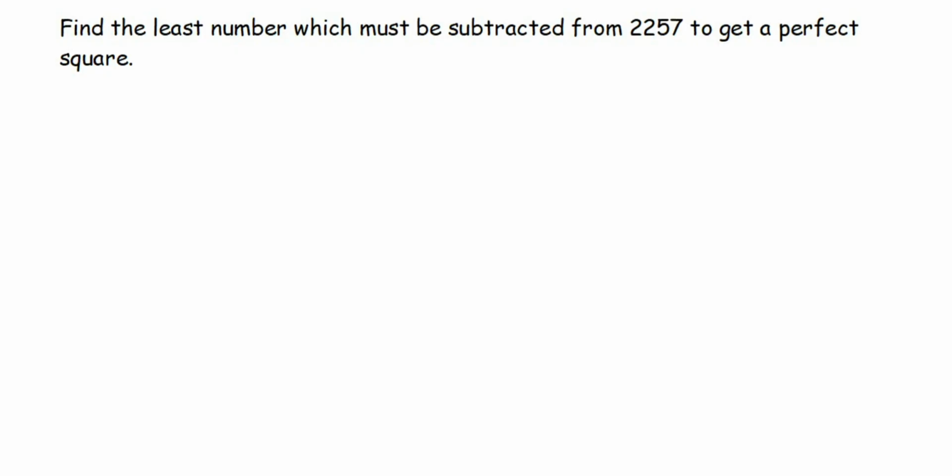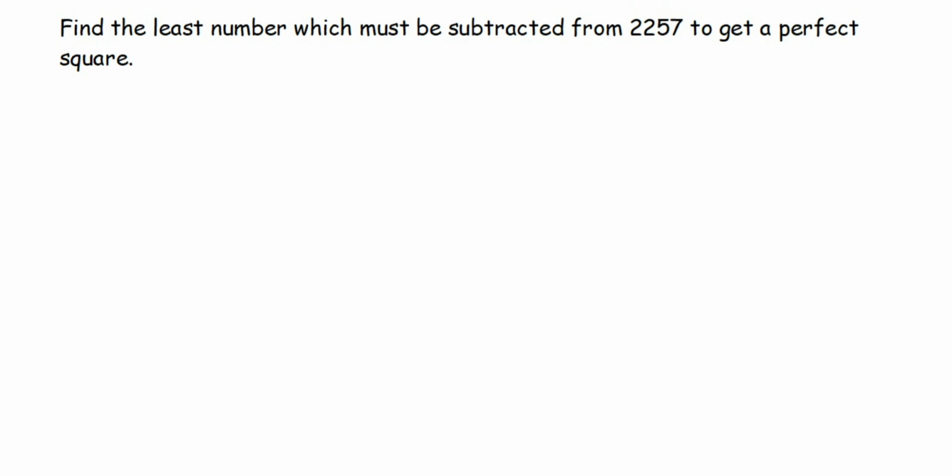Here's a question from square and square root. Find the least number which must be subtracted from 2257 to get a perfect square. This number is not a perfect square. We have to find a number which must be subtracted from this so that this number can become a perfect square. For this, we'll use the long division method, the same method we used to find the square root.